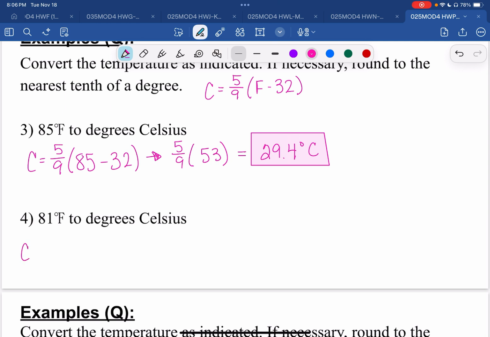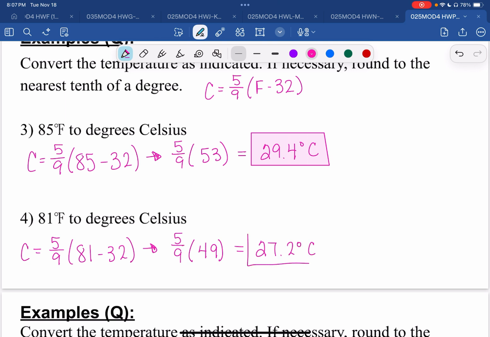Same thing here. We're going to start out by subtracting 81 minus 32, and that gives us 49. Then we do that times the 5 ninths. So we get 27.2 degrees Celsius.